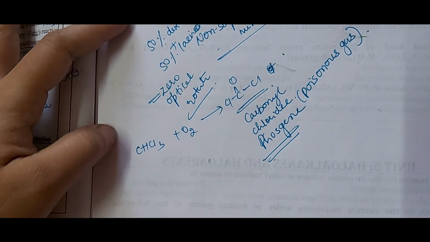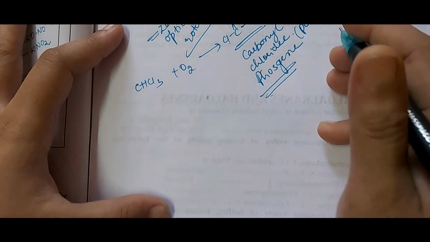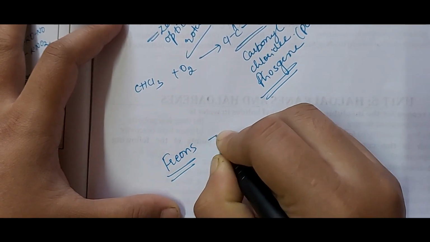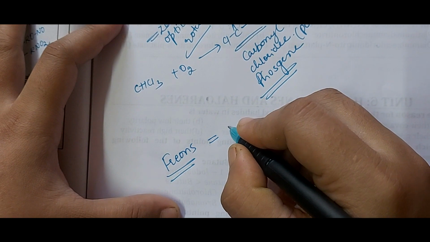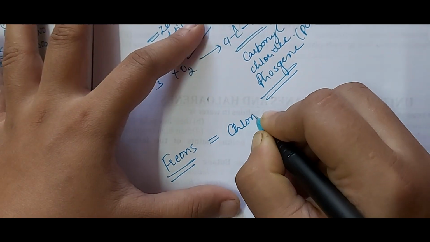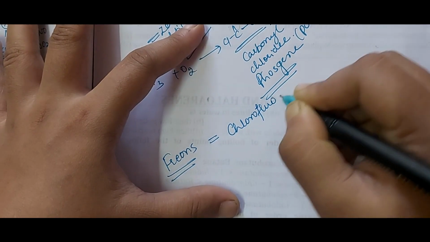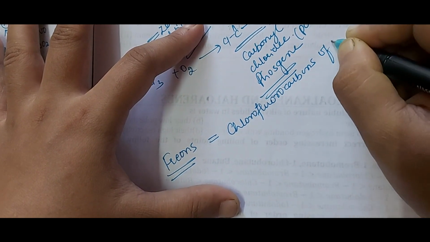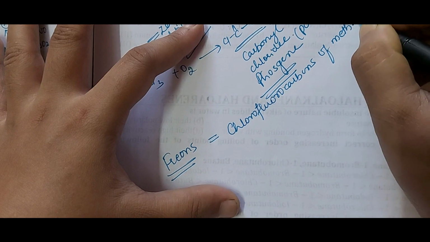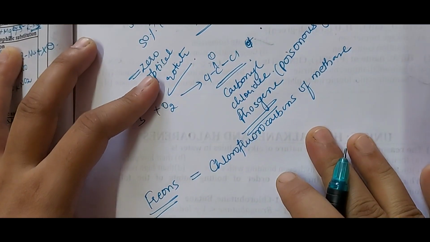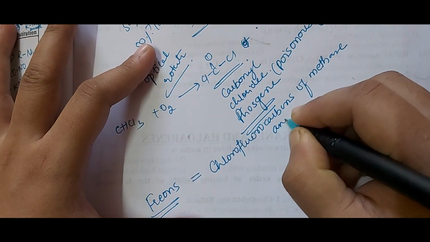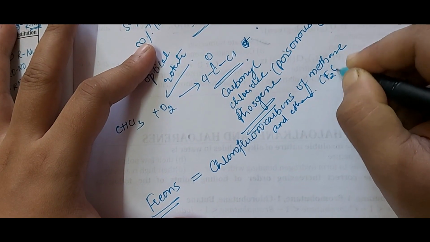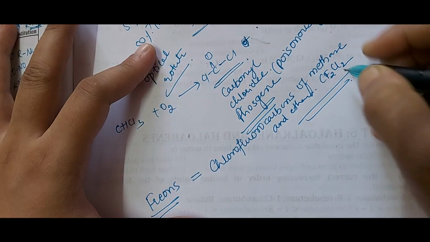Then next is freons. Freons are nothing but the chlorofluorocarbon compounds collectively of ethane and methane. So what freons are is also important for your theory. The definition of freons can be asked. So they are chlorofluorocarbon compounds of methane and ethane, and they are called freons. Example you can remember, CF2Cl2.